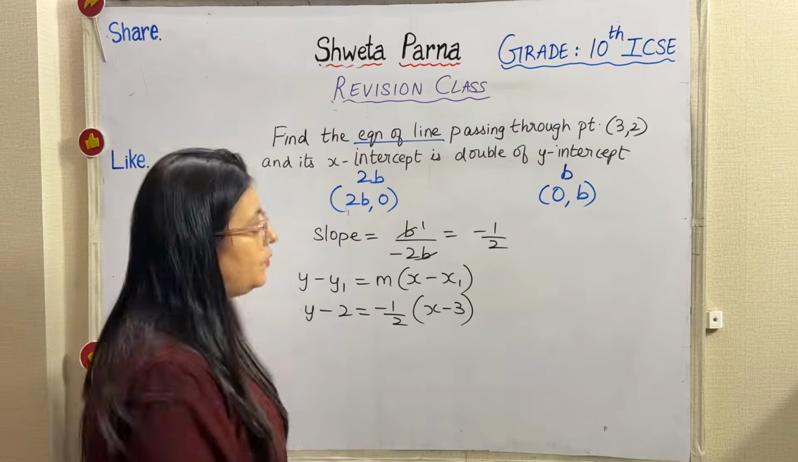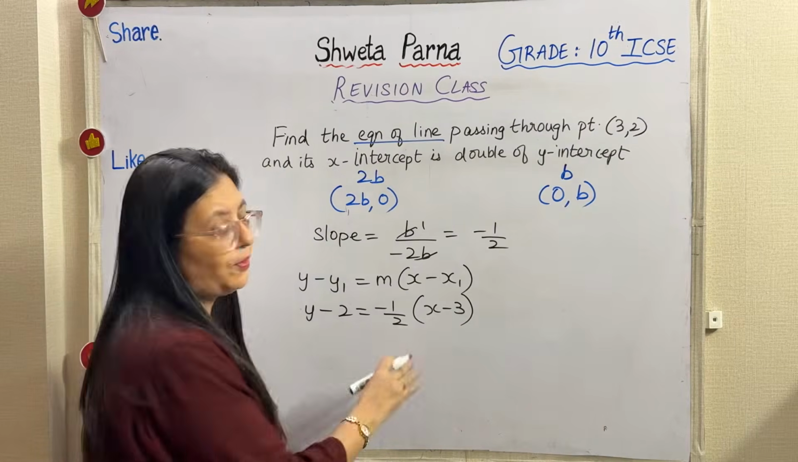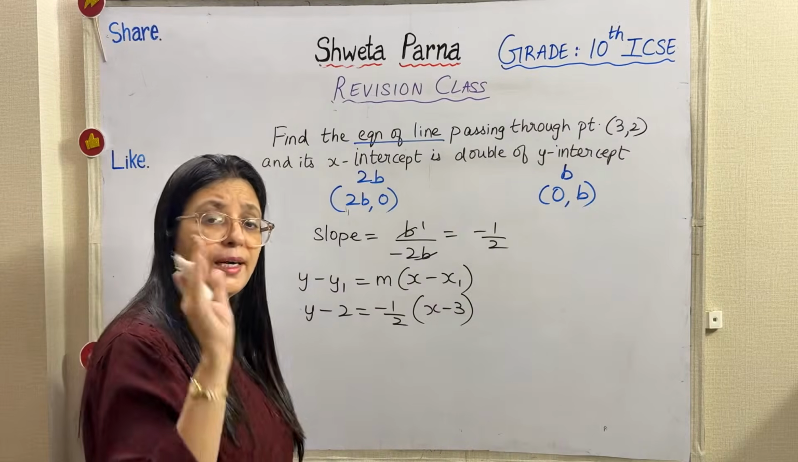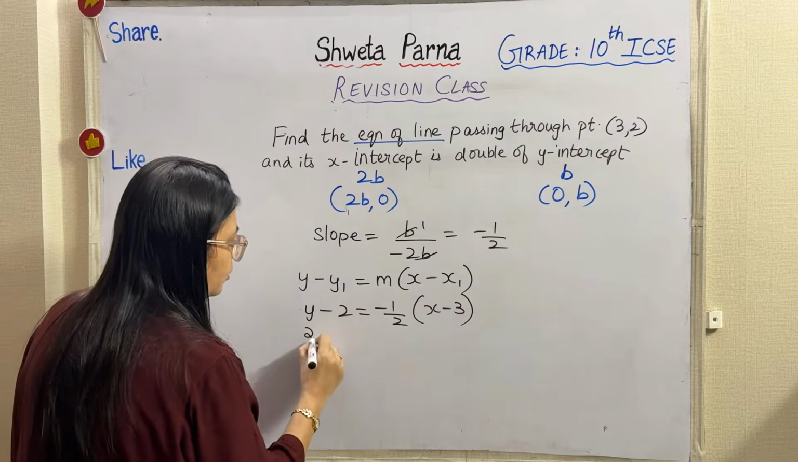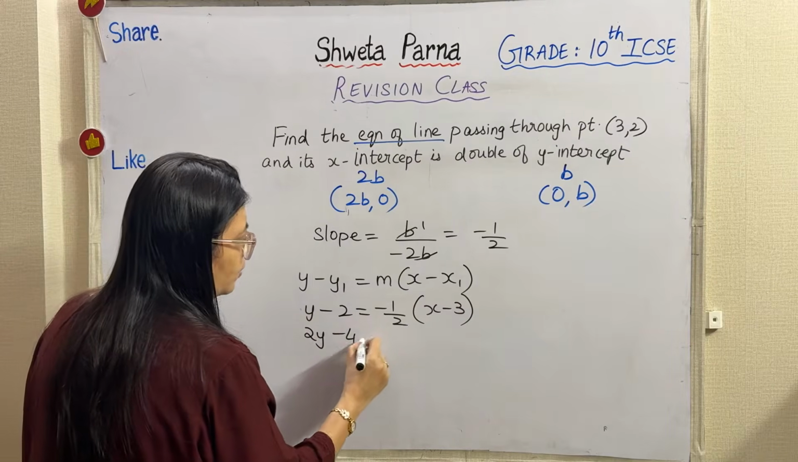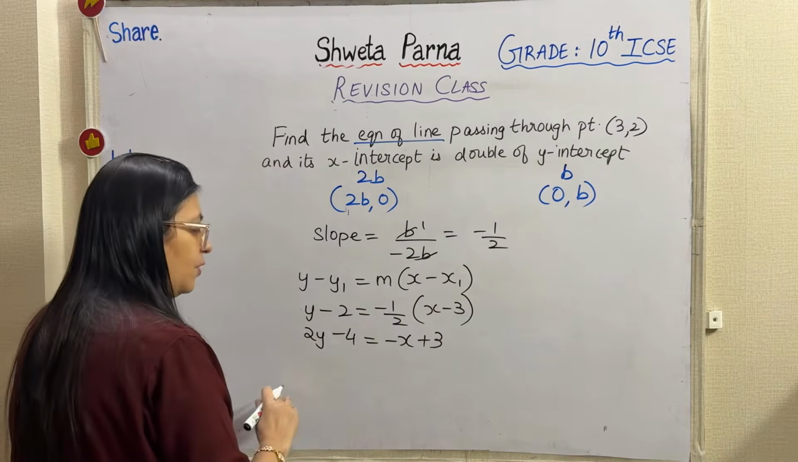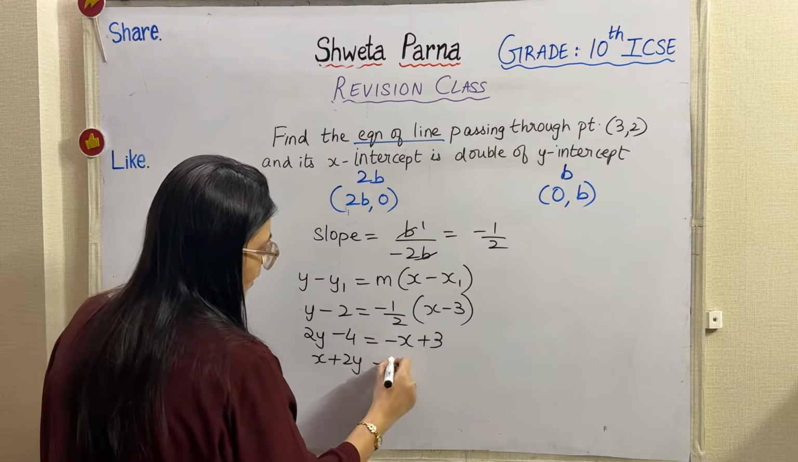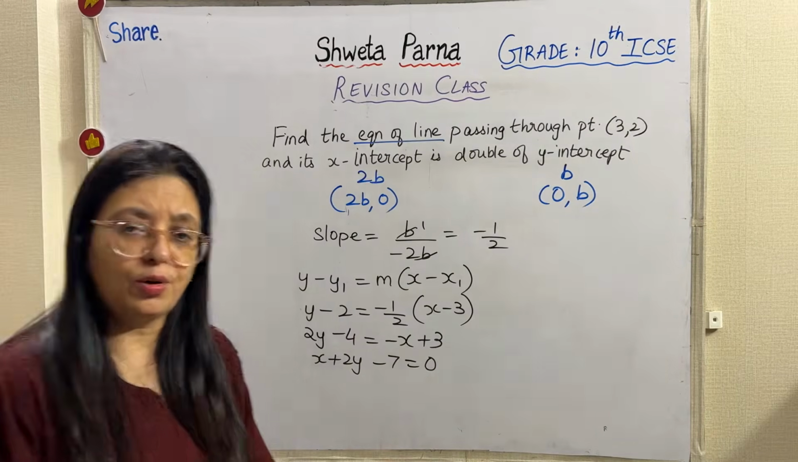Children, never leave the answer like this in fraction. Whenever there is a fraction, take it to the other side, solve it, never leave it in fraction. So this 2 I will bring here. So this will become 2y minus 4 is equal to minus x plus 3. Bring everything to one side. x plus 2y minus 7 is equal to 0. So this is the equation of the line.